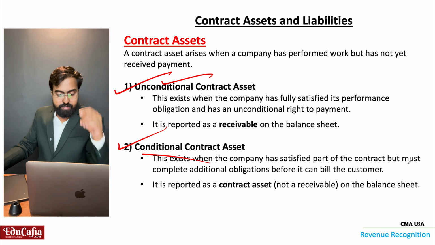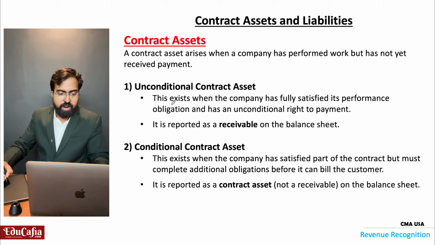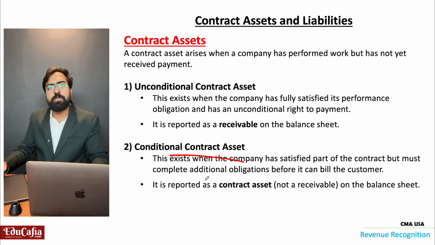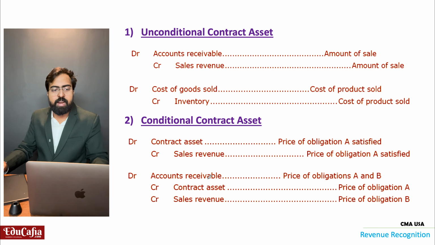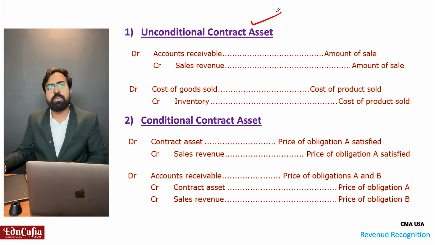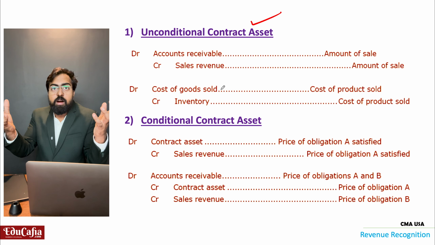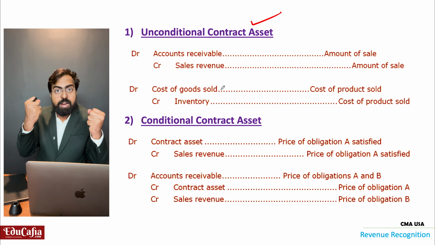That is a contract asset. You got it? So that is a conditional contract asset. I hope you understood the difference between conditional and unconditional. If it is an unconditional contract asset, I directly have the right to take it as revenue.